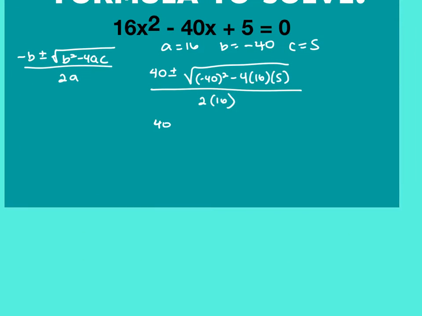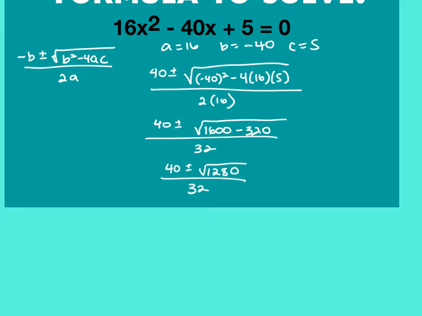So I get 40 plus and minus the square root of 1600 minus 320, over 32. 1600 minus 320, 1280 over 32. So now this time it's not a perfect square, so I have to see if I can break that down. And obviously this is a number that can get broken down. So we want to break it down into its factors.